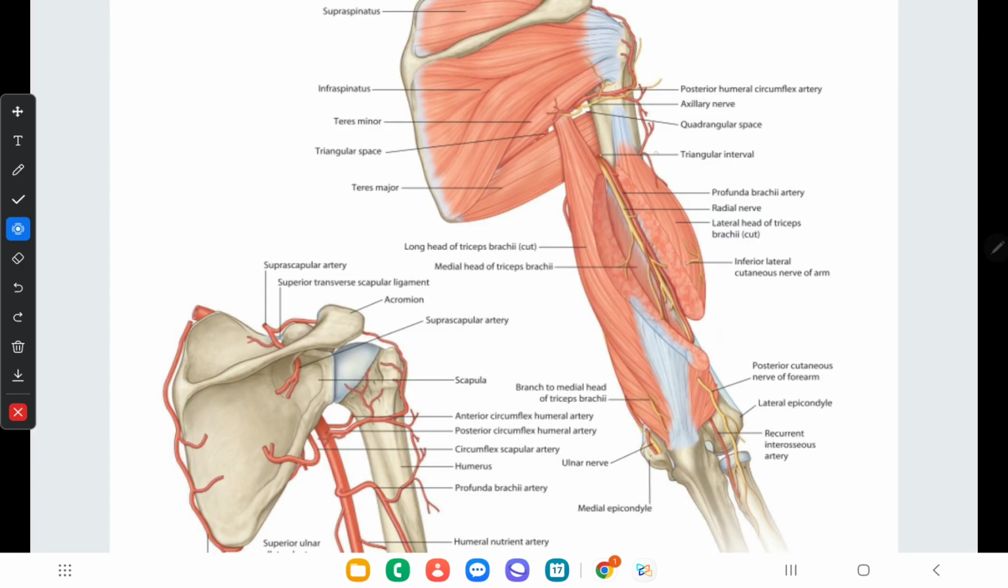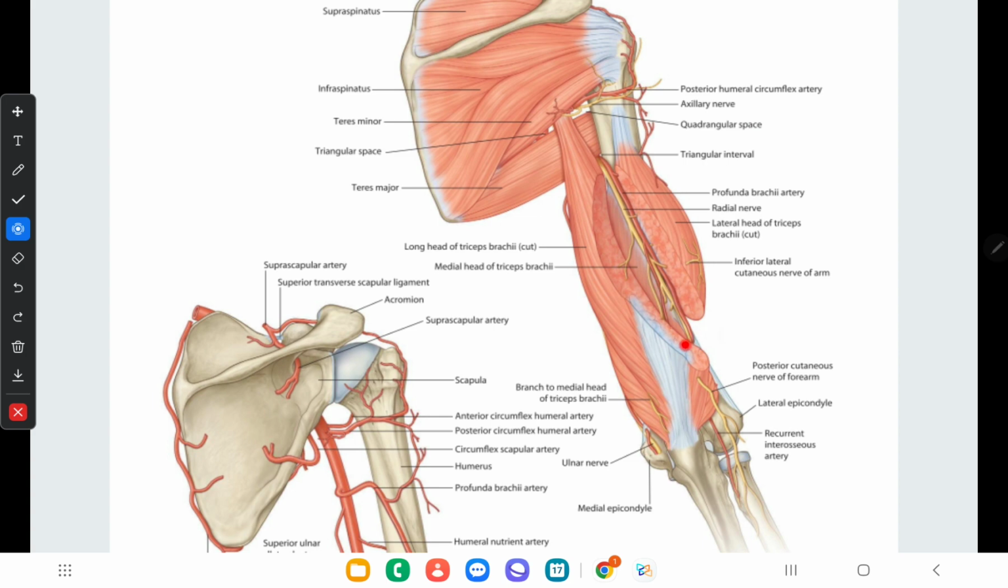Here from this picture you can see the radial nerve goes in the radial groove in the posterior compartment of the arm by accompanying the profunda brachii artery. Here is the profunda brachii artery, which is a branch of the axillary artery. Then at about the lower one third of the arm, about this region, it again enters into the anterior compartment by piercing the lateral intermuscular septum.